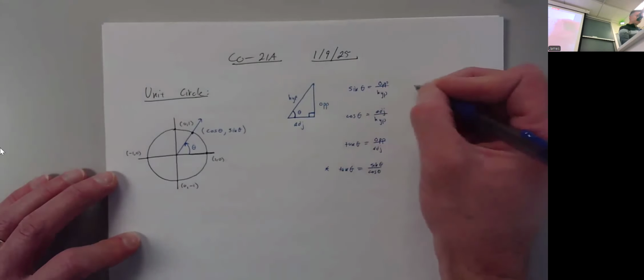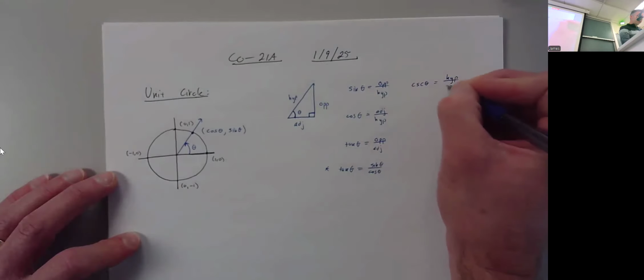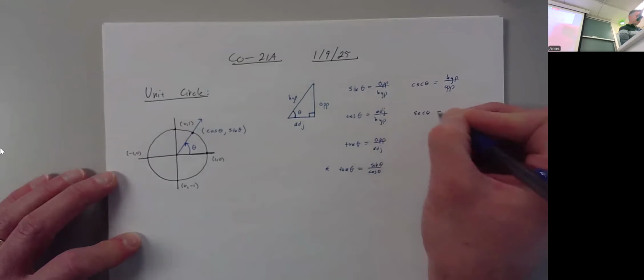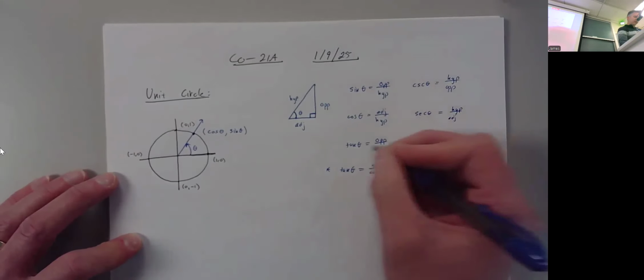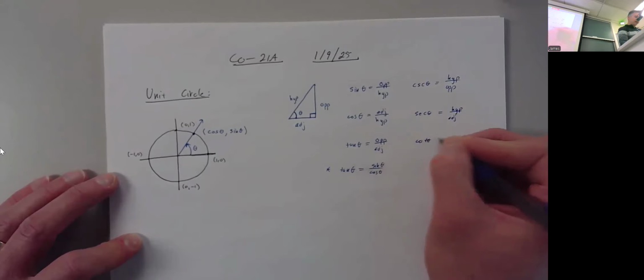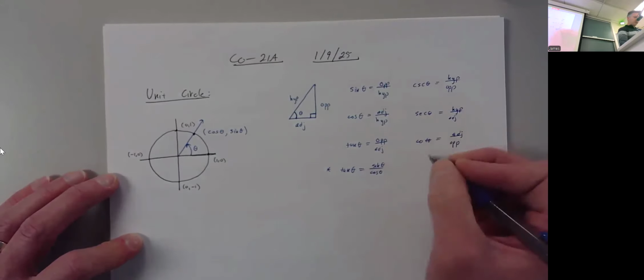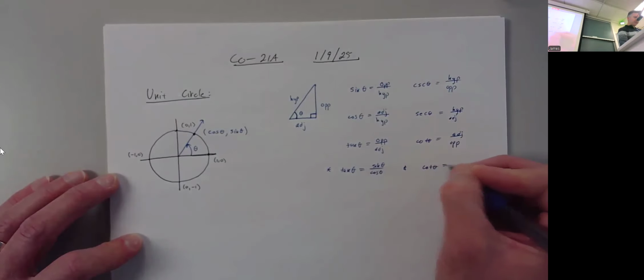And then we have the other 3 trigonometric functions, the reciprocal functions. The reciprocal of sine is cosecant of theta. It's the hypotenuse divided by the opposite. The reciprocal of cosine is secant of theta. That's the hypotenuse divided by the adjacent. And finally, the reciprocal of tangent is cotangent of theta. It's the adjacent divided by the opposite. It is also notably equal to cosine divided by sine.